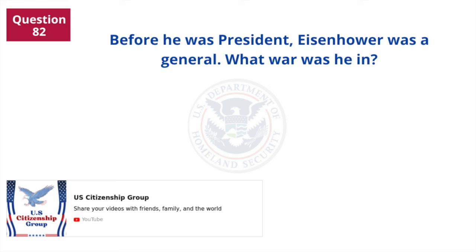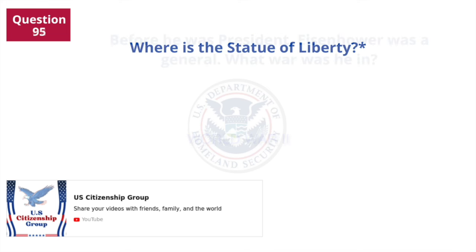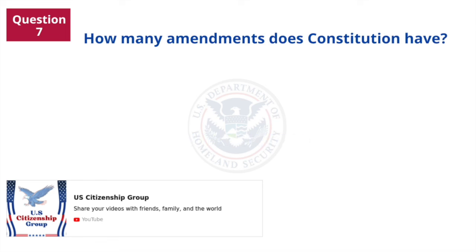Before he was president, Eisenhower was a general. What war was he in? World War II. Where is the Statue of Liberty? New York Harbor. How many amendments does the Constitution have? 27.